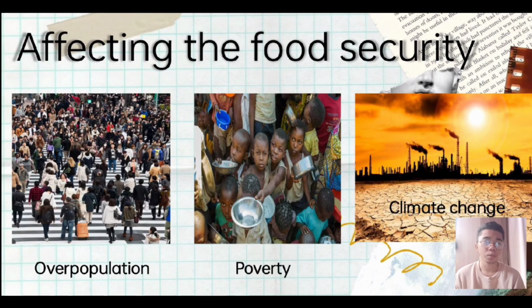And of course, we are now experiencing climate change. There are lots of typhoons every year in the Philippines, and we're experiencing strong typhoons and tropical storms. With that, our food production is affected, with floods and damaged crops. And when it gets hot, there is drought, and we're experiencing El Nino. So these are among the things that affect our food security.